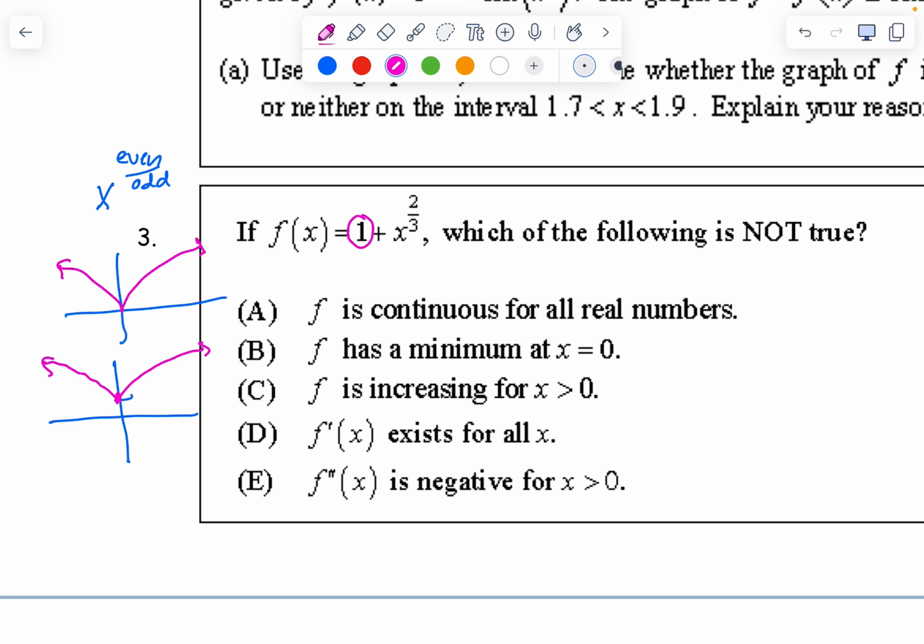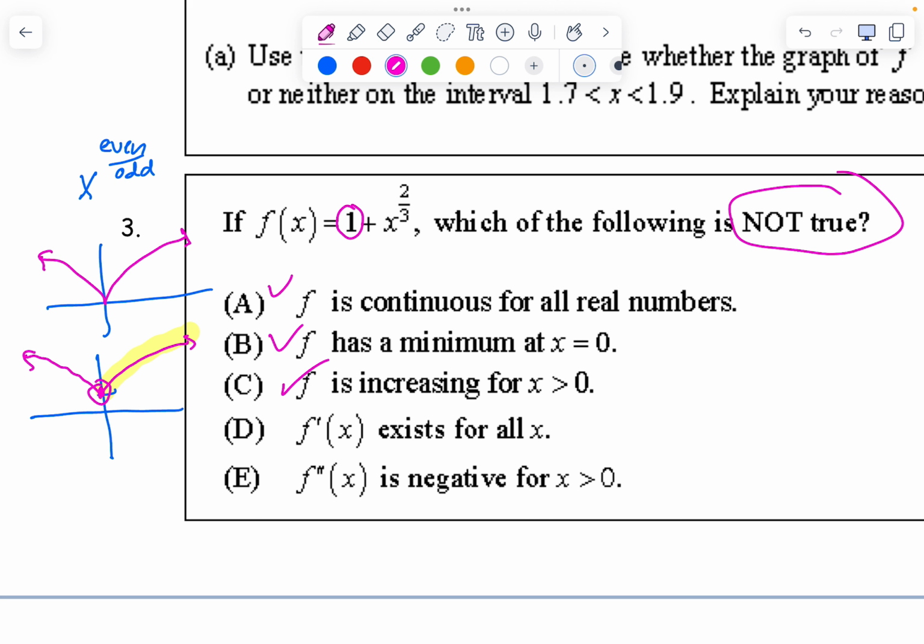So it says which one is not true. Isn't this continuous? Can I draw this graph without picking up my pencil? Yes, it is continuous. It has a minimum at x equals 0. Do we agree on that? Okay. And f is increasing when x is greater than 0. So let me highlight that piece. To the right, it's increasing, correct? So we know that's also true. Let's put a check.